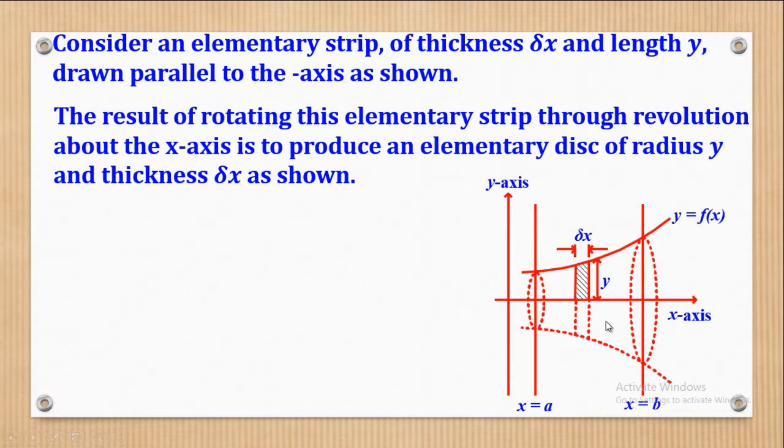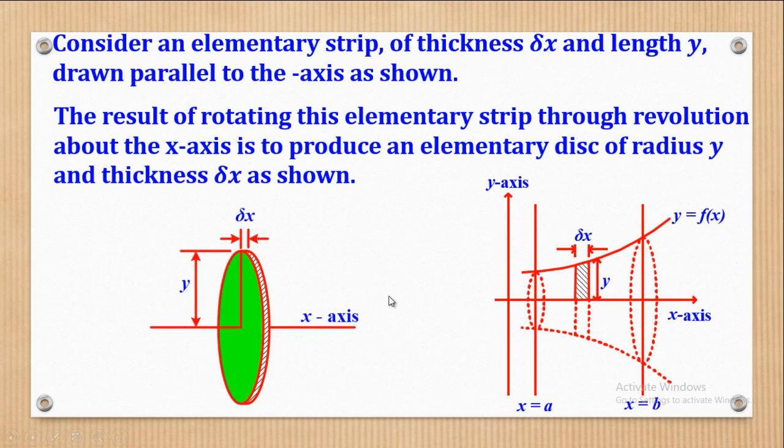Now when I rotate this through one revolution, it will form an elementary disk in this form, whereby this disk will now be of radius y and height small change in x, and I think I can say that this disk forms the shape of a cylinder. Therefore, the volume of this disk will come from the volume of a cylinder. Remember the volume of a cylinder is pi r squared h. So in this case, r is y and h is small change in x.